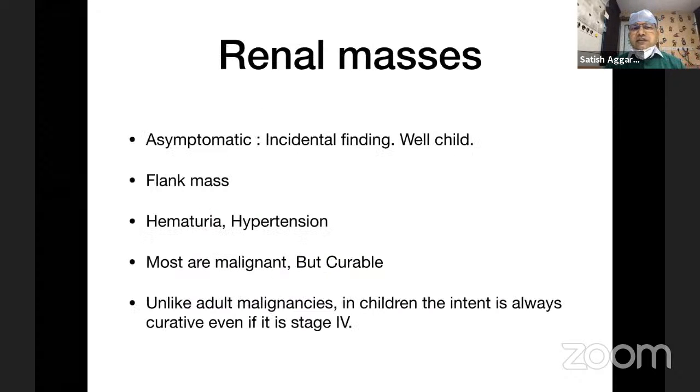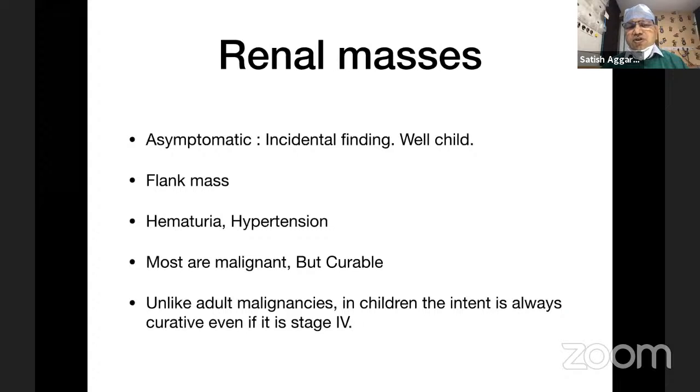So let us talk about renal masses now, because renal masses form the most common etiology of masses in the abdomen in children. Now, many of these will be asymptomatic. The mother will come and tell you, doctor, I have noticed this fullness, I have noticed this lump while I was bathing this child this morning, and otherwise he is fine, his appetite is good, he is passing urine, he is passing stools, he is growing well, he is vaccinated, but this I have noticed only 2 days ago or today. And this mass is usually in the flank, as I said.